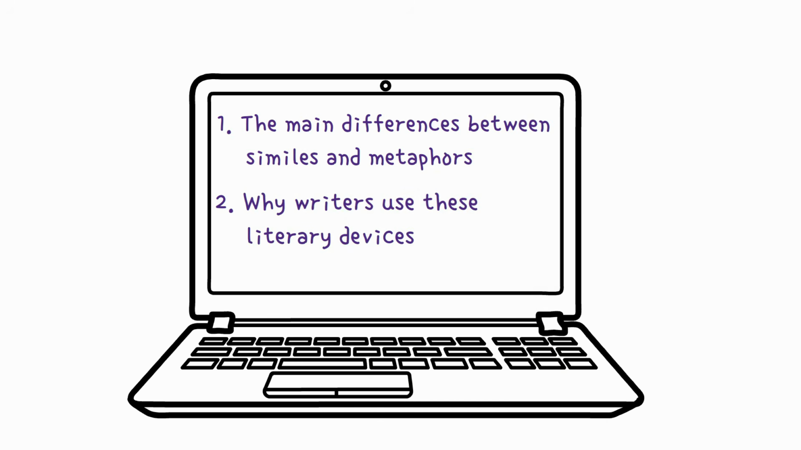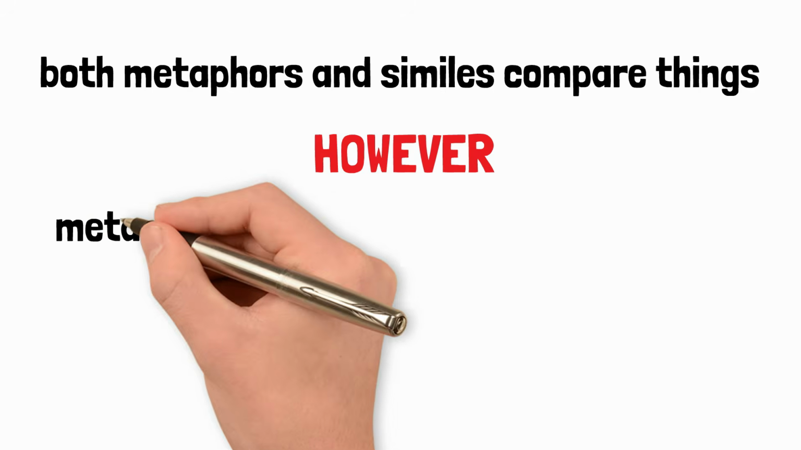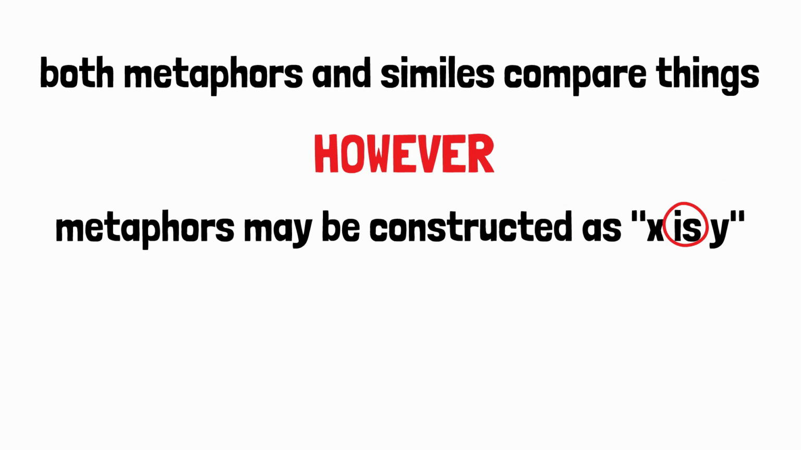In this video I will cover the main differences between similes and metaphors and why writers use these literary devices. Both metaphors and similes compare things. However, a metaphor states that one thing is something else.